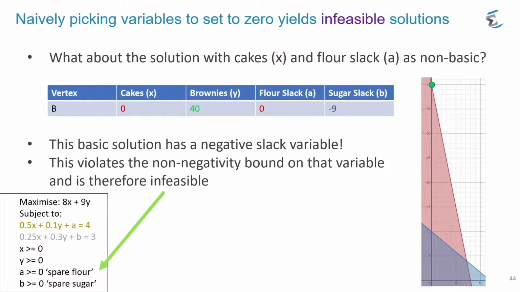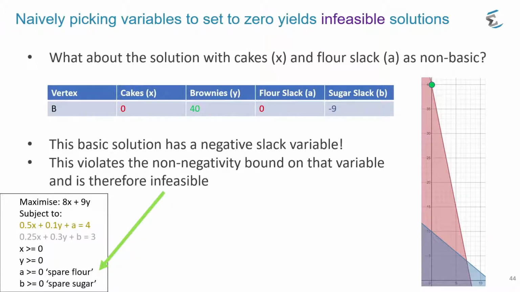So if we just naively pick groups of zeros, we end up with really bad solutions. If I just go, okay, I'm going to set cakes to 0 and spare flour to 0, I end up with 40 brownies, but I end up with -9 spare sugar. So I end up busting my sugar constraint by naively picking zeros.